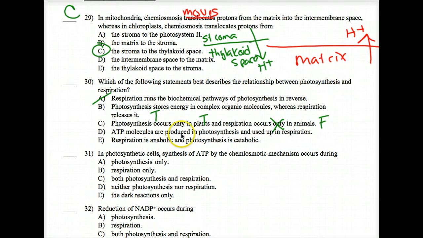Photosynthesis occurs only in plants and respiration occurs only in animals. No, photosynthesis occurs only in plants, true, but respiration occurs in everything. ATP molecules are produced in photosynthesis and used up in respiration. No, they're made in both. So that's not true. Respiration is anabolic and photosynthesis is catabolic. So respiration is building and photosynthesis is breaking down, and those are backwards. So my answer is B.